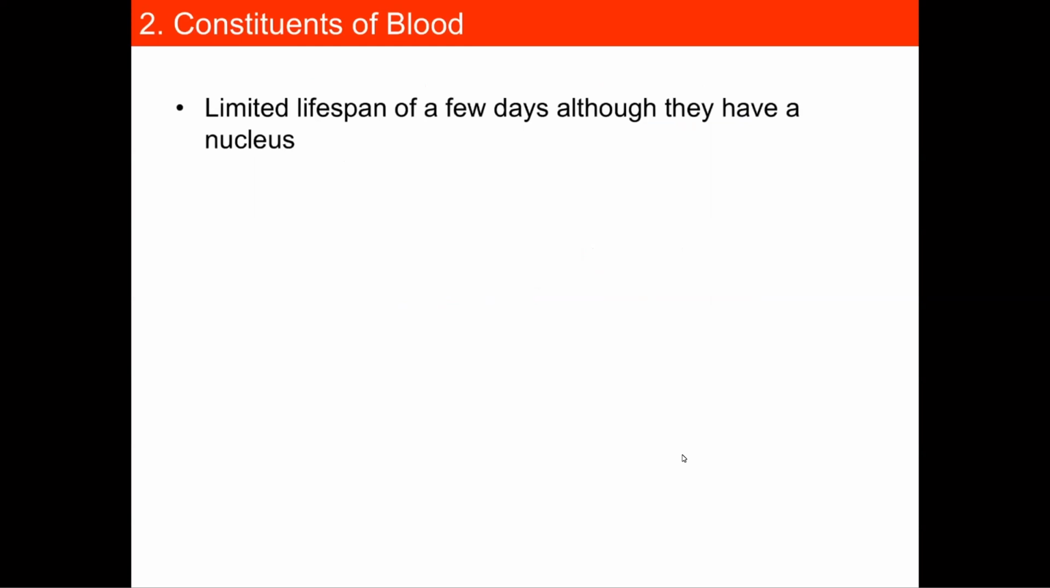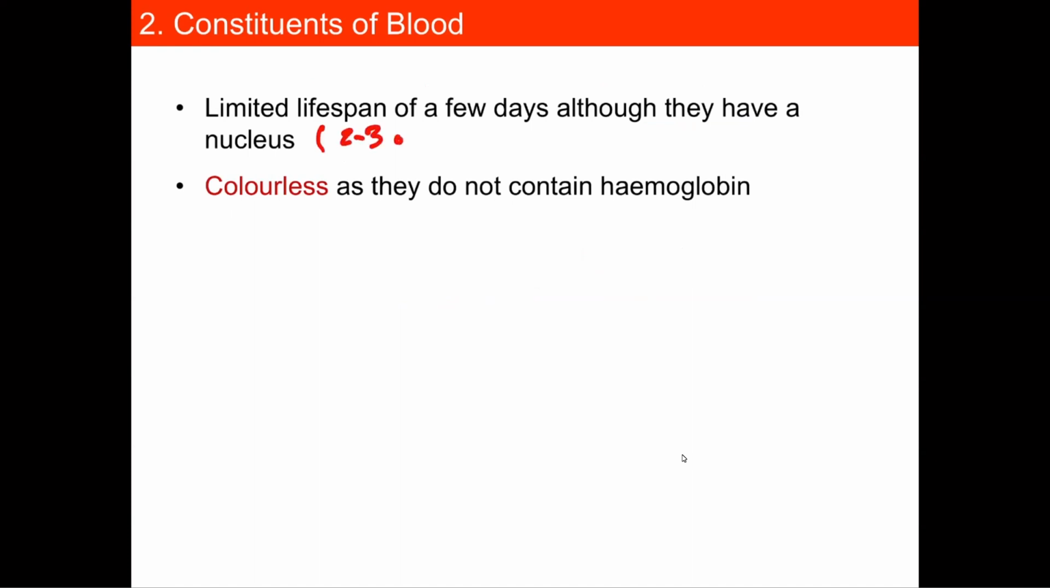Now, compared to the red blood cell, your white blood cell has a very limited lifespan of only a few days. Even though they have a nucleus, this can be from just 2 to 3 days, or even up to maybe just a few weeks. So it's not as long as your red blood cell, which can last around 4 months, 120 days.